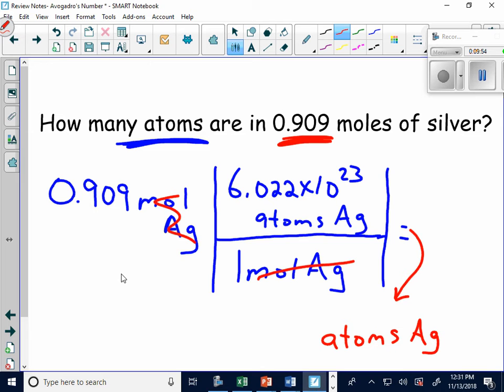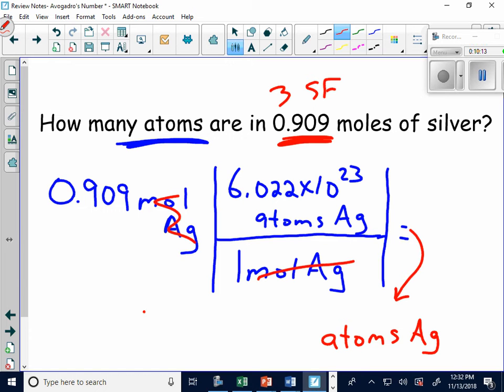Oh boy, Braun, here we go again with the sig figs. Yep. I go back to the original problem. I don't use Avogadro's number, the original problem that was given, and I have 3 sig figs. So my answer is going to have 3 sig figs.